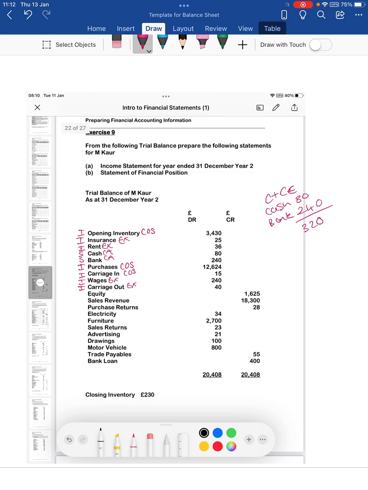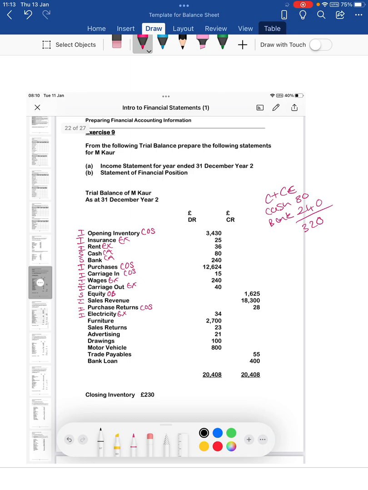We have our equity here, which we're going to put OB next to as opening balance, which goes into our statement of financial position. We have our sales revenue here, which again goes into our income statement. It's the very first figure we look at. We have our purchases returns, which again is involved with our cost of sales, which must make it in our income statement. We have our electricity, which is an expense, so again, income statement.